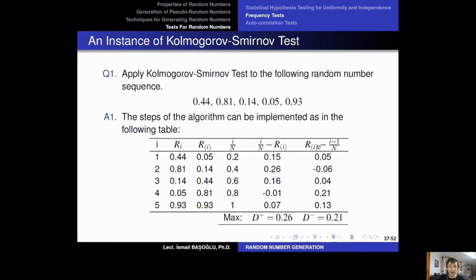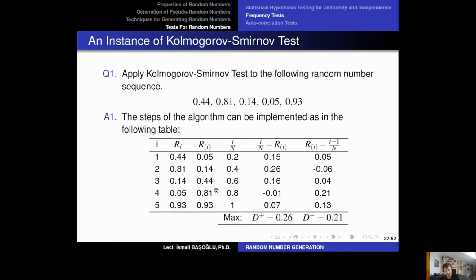Then we also calculate our Ri minus (i minus 1) over n. But this time, you need to subtract 0 from 0.05, 0.2 from 0.14, which makes negative 0.06. You subtract 0.4 from 0.44, it makes 0.04. 0.6 is subtracted from 0.81, it makes 0.21. And 0.8 is subtracted from 0.93, 0.13.